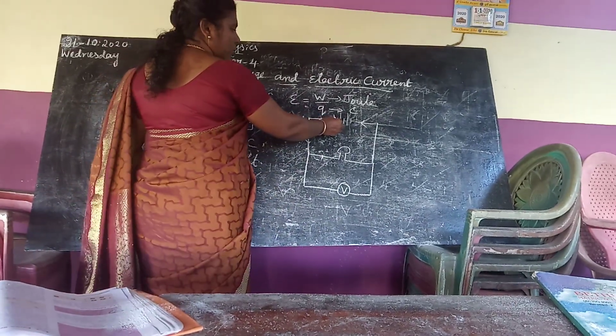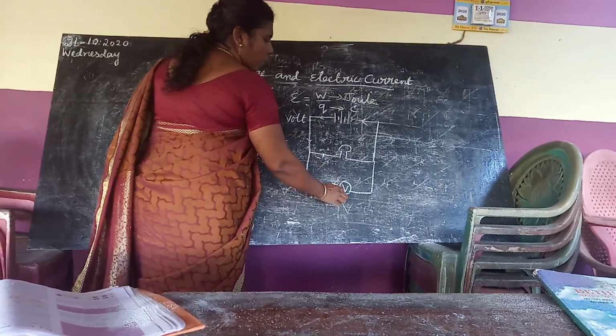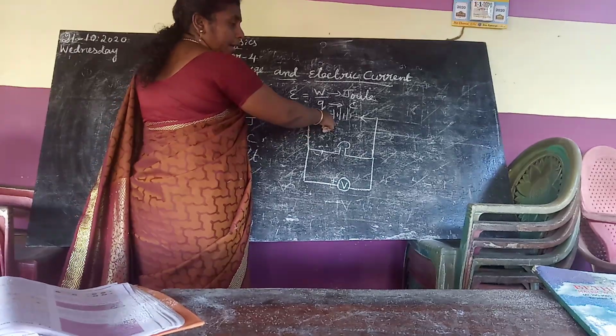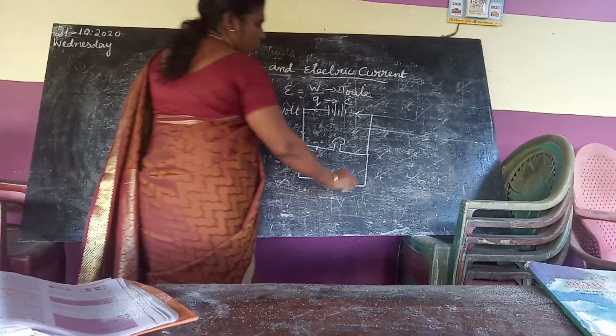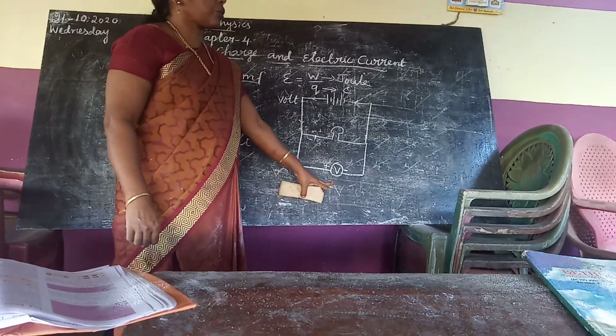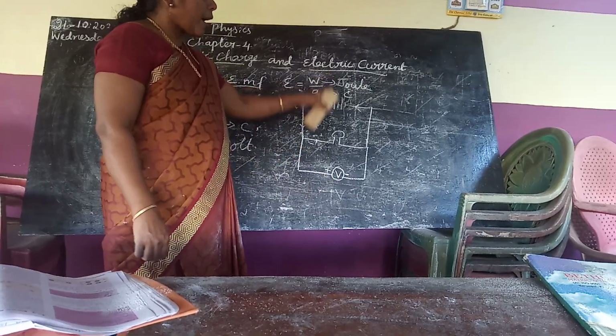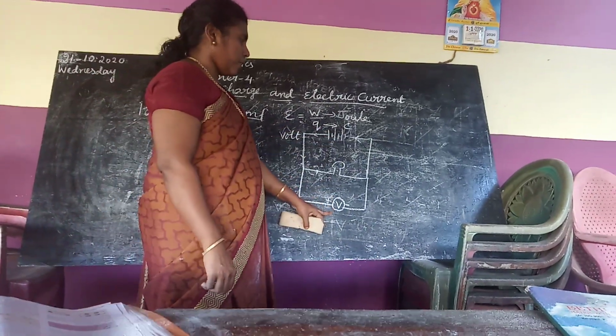Suppose this is the positive terminal. Connect the positive terminal of the voltmeter to the positive terminal of the battery, and the negative terminal of the battery to the negative terminal of the voltmeter. Like that only you should connect. Always connect the voltmeter in parallel in the circuit, not in series.